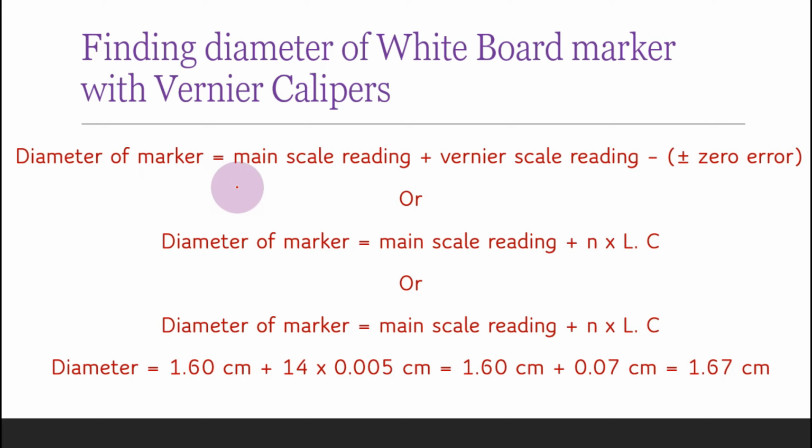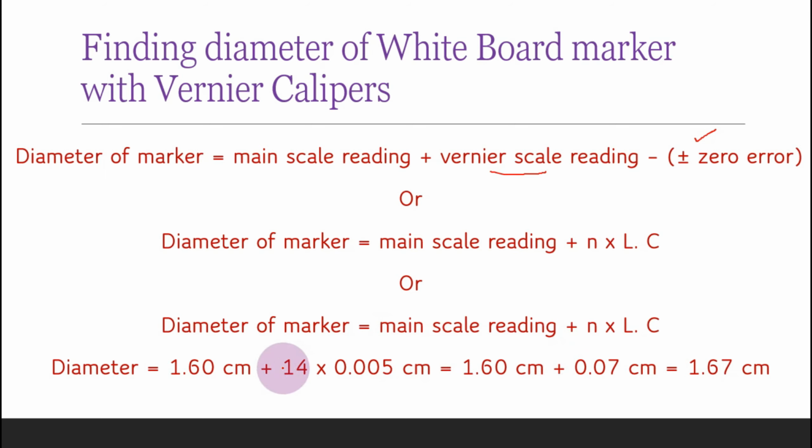Here the diameter of the marker is the main scale reading plus the vernier scale reading minus the zero error. Here we wrote plus minus. If the zero error is positive, we write plus zero error here. If it is negative zero error, we write negative. In our case, there was no zero error, so this part is gone. Later on we will discuss what we will do if there is zero error. So the formula is main scale reading plus n into least count, where n into least count is the vernier scale reading.